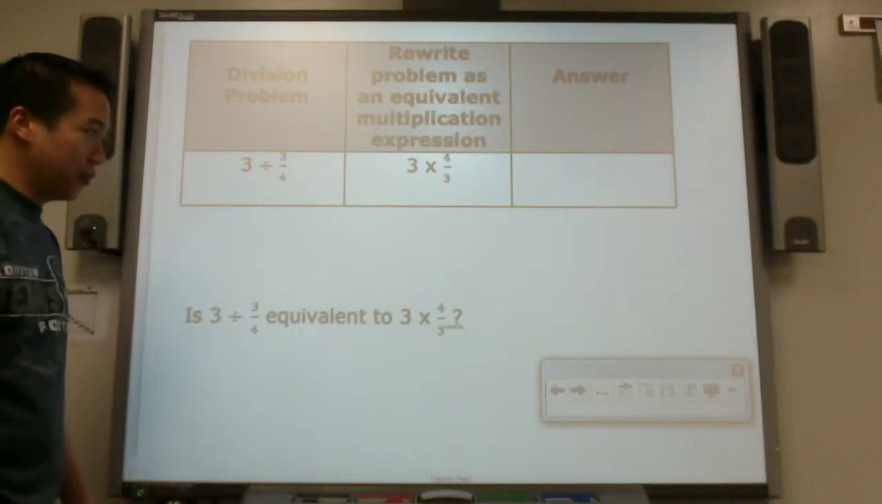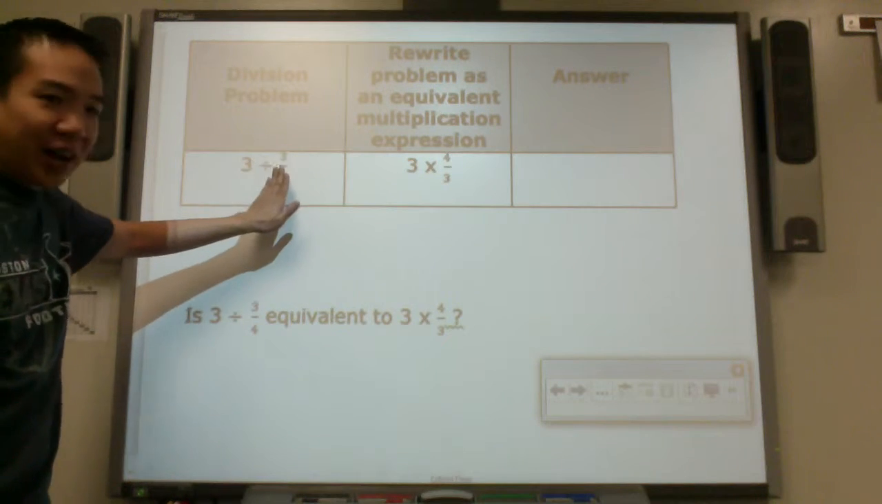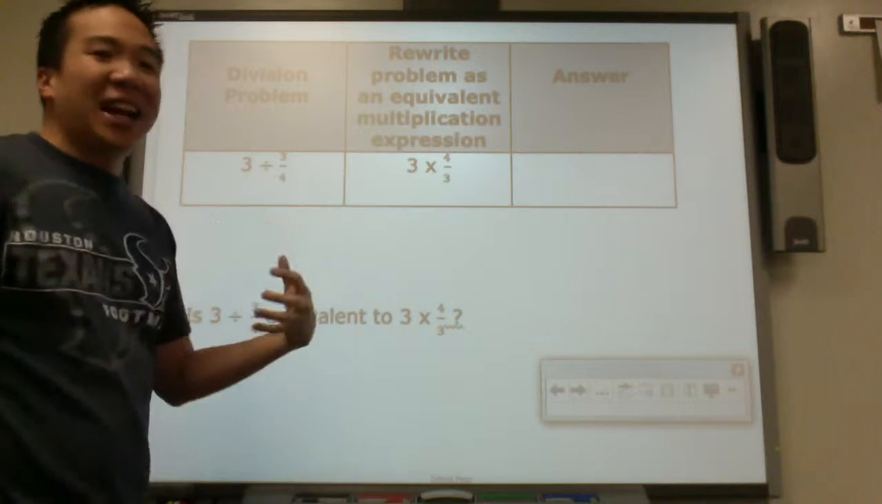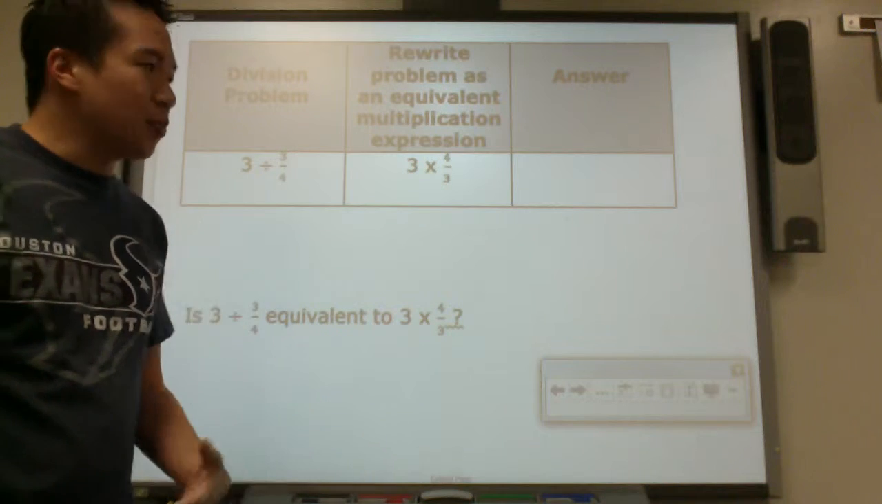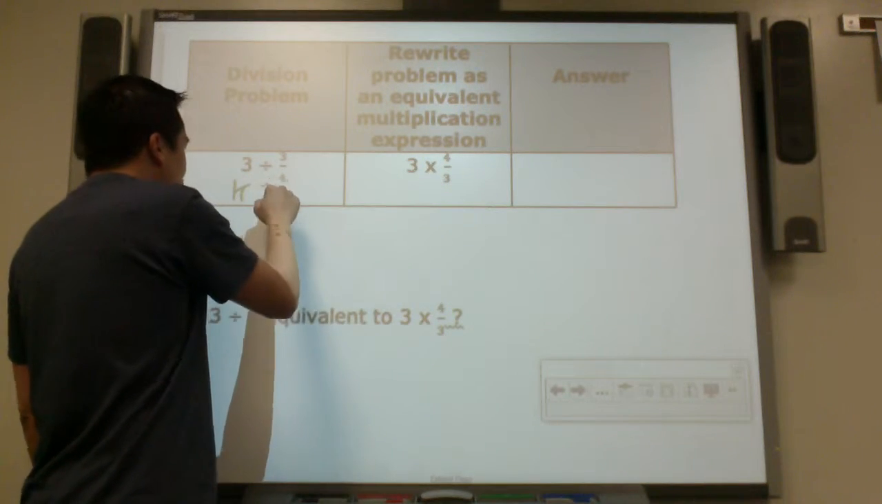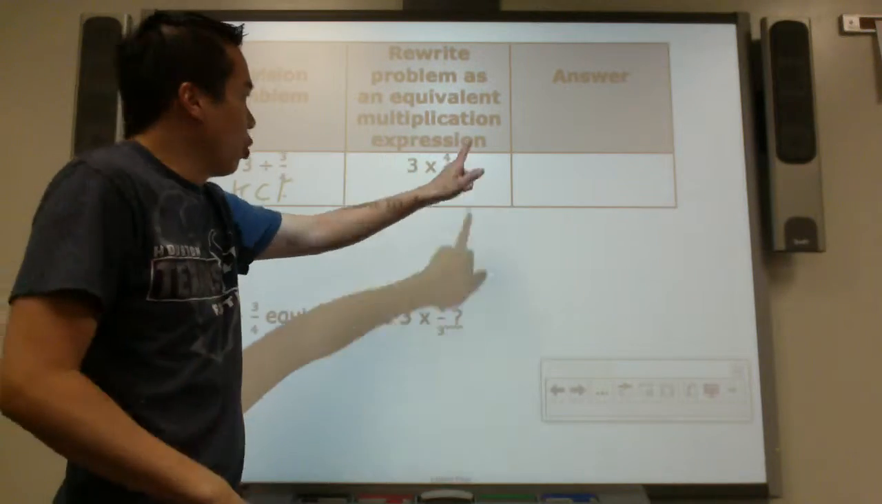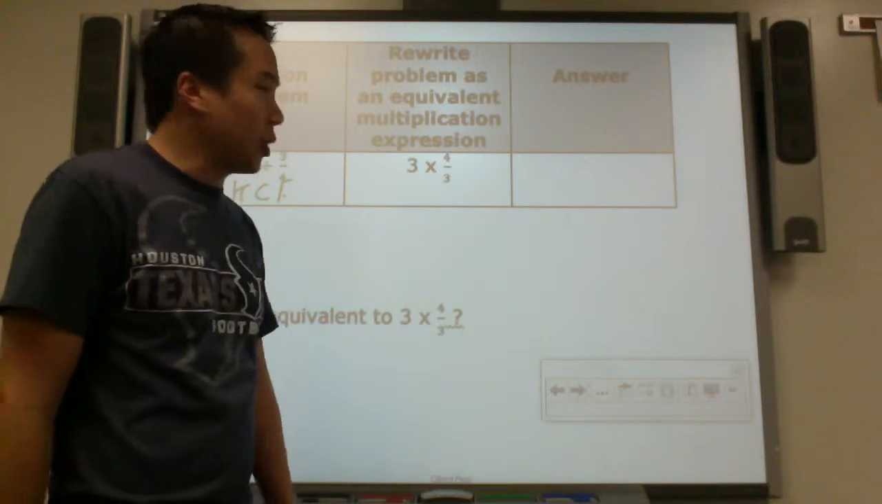So it's 3 divided by 3/4. That's the division one. I started with 3 hours and I'm dividing it into 3/4. How can I rewrite that as a multiplication? Because what if I don't want to sit here and draw these out? I kept the 3, I changed the division to a multiplication, and I flipped the 3/4 to 4/3. So what is 3 times 4/3?